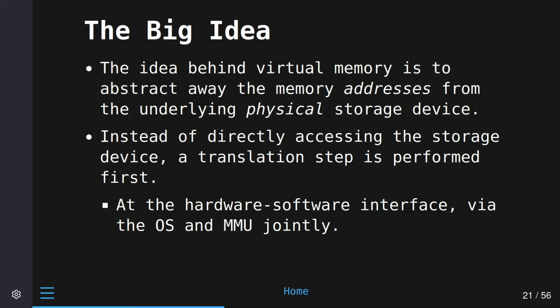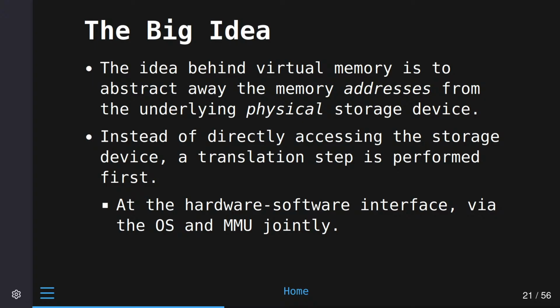And further, you may have to manage this differently for different processes because you may have made different promises to different processes about the locations at which certain bits are living. So, instead of allowing a user-level process to directly access the storage device, the OS, alongside the MMU, intercepts each of these memory requests.